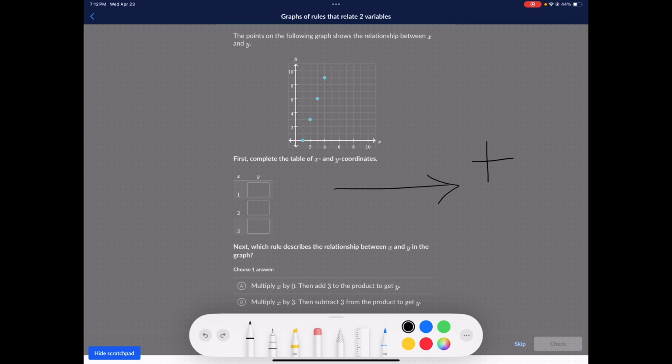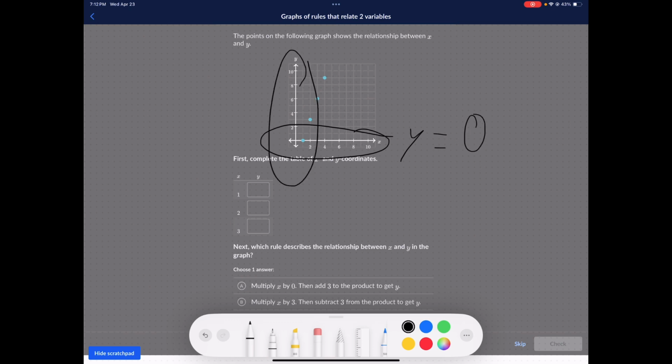So since x is more of the right towards the y-axis, it's going to be positive. So that means x will not be 0. So this means that y is equal to 0. And this means that x will be equal to 0. So just remember, if it's on the x-axis, y is 0. If it's on the y-axis, x is 0. Okay, first complete the table of x and y coordinates.